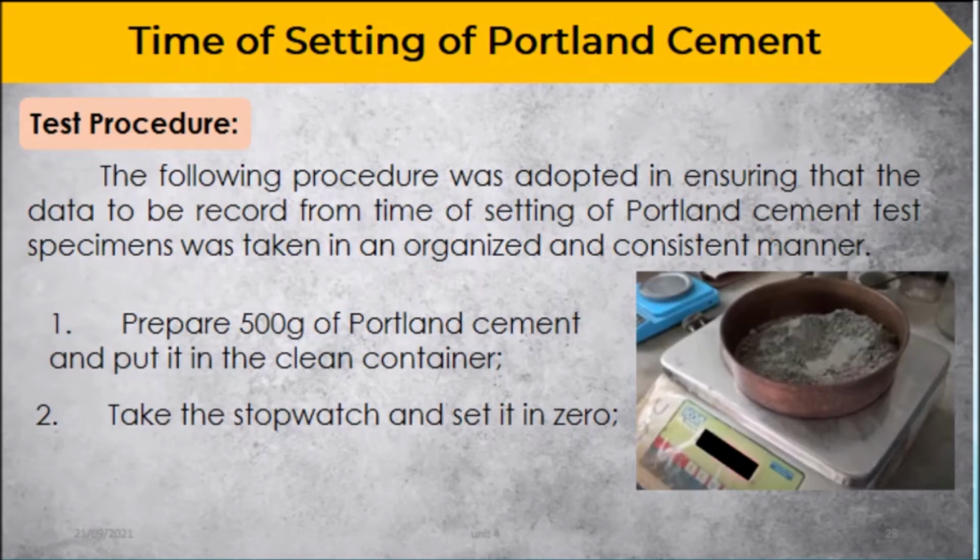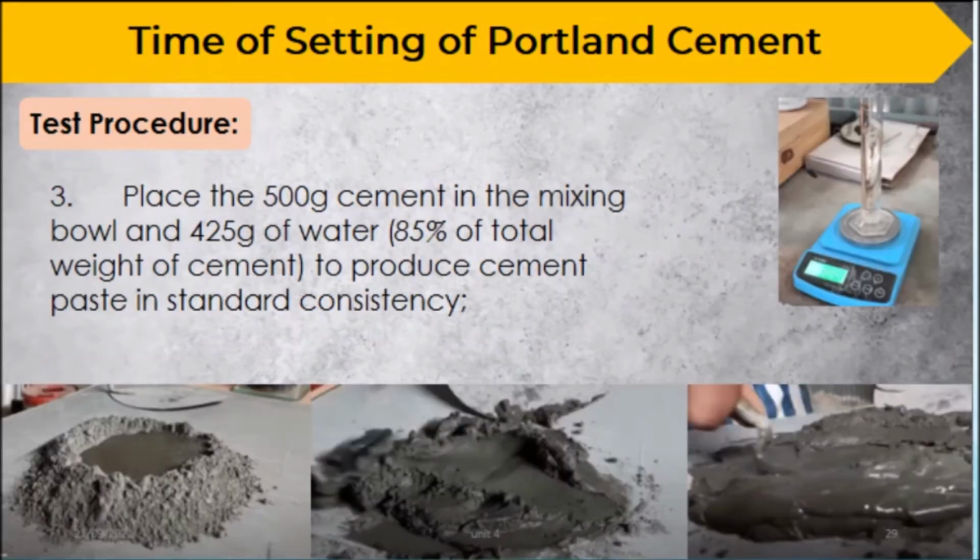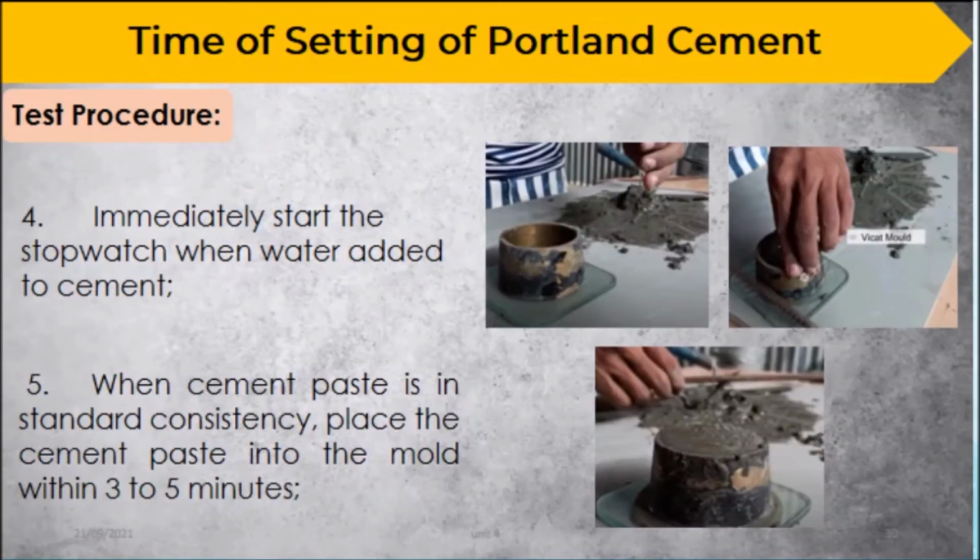Next, take the stopwatch and set it to 0. Next, place the 500 grams in the mixing bowl and add 425 grams of water. That 425 grams of water is from 85% of the total weight of the cement, so 0.85 times 500, that is 425 grams, to produce cement paste in standard consistency. Immediately start the stopwatch when water is added to the cement.